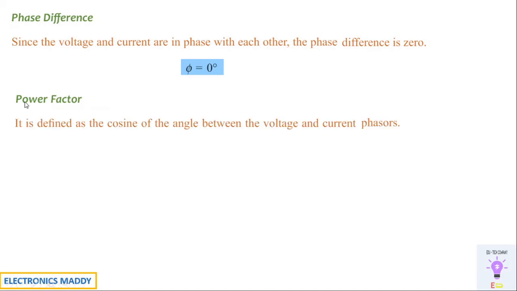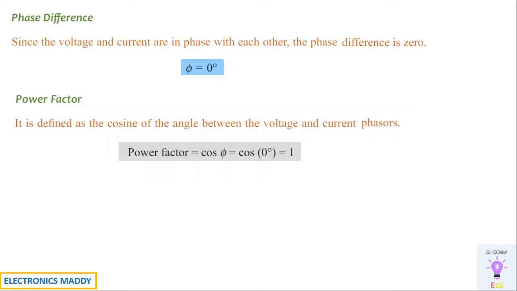From the definition of power factor, it is defined as the cosine of the angle between the voltage and current phasors. So what does that mean? Phi is the angle between the voltage and current, and the cosine of the angle is cos phi. So cos phi is the power factor. Cos of 0, because the phase difference is 0, gives you 1. So the power factor for a pure resistor will always be equal to 1.